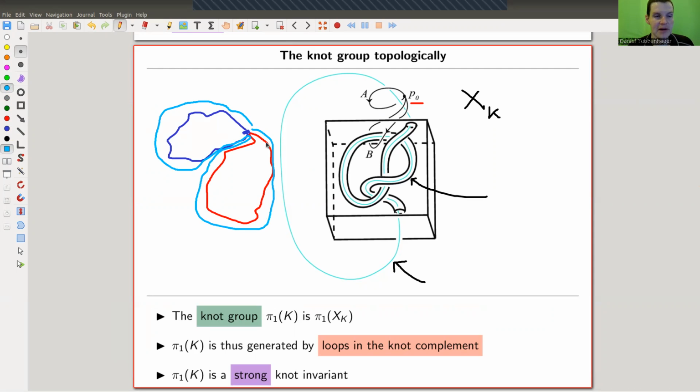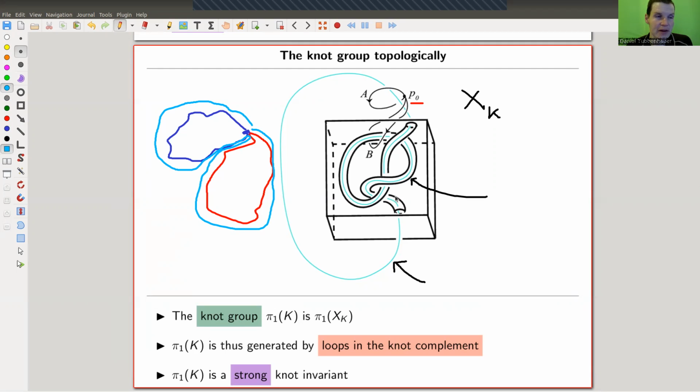And in particular, this pi1 is generated by loops in the complement, right? Like this A or this B or other types of loops. And it's a really good invariant of the space. It's extremely hard in general. In particular, we'll see an example on the next slide, but it's really good.